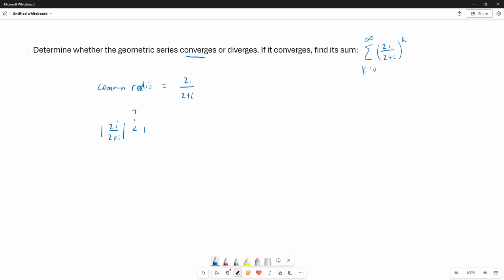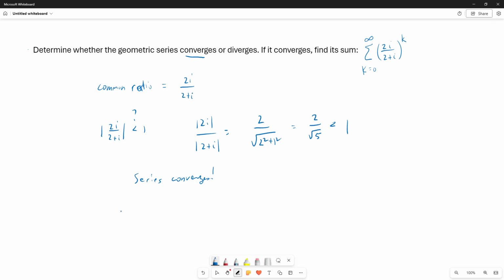The modulus of a fraction is the modulus of the numerator divided by the modulus of the denominator. And the modulus of 2i is 2. The modulus of 2 plus i is the square root of 2 squared plus 1 squared. And so we have 2 over the square root of 5. And 2 is the square root of 4, which is less than the square root of 5. And so this fraction is indeed less than 1. And so therefore the series does converge.